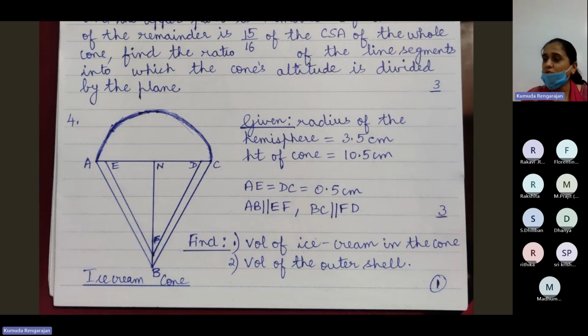So for the hemisphere, you need to have the radius, and for the cones, you need to have their radii and their perpendicular heights. So check if you have all of them. Yeah, check. Write down the question and check that. I'll get back.